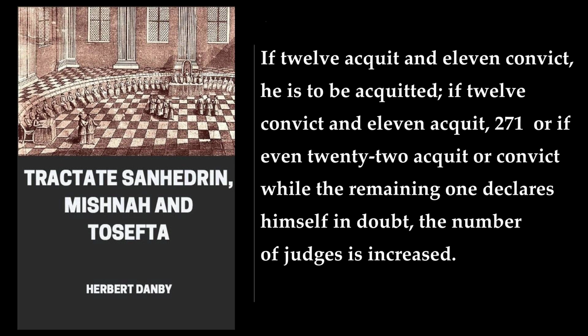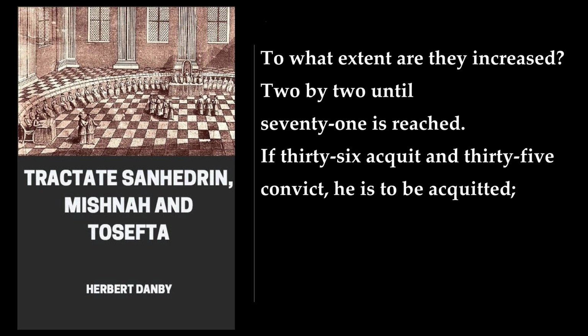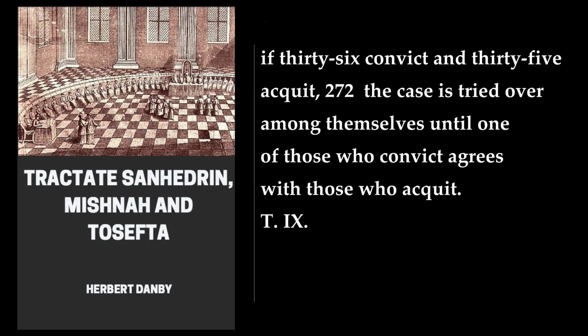If 12 convict and 11 acquit, 271 or if even 22 acquit or convict while the remaining one declares himself in doubt, the number of judges is increased. To what extent are they increased? 2 by 2 until 71 is reached. If 36 acquit and 35 convict, he is to be acquitted. If 36 convict and 35 acquit, 272 the case is tried over among themselves until one of those who convict agrees with those who acquit.